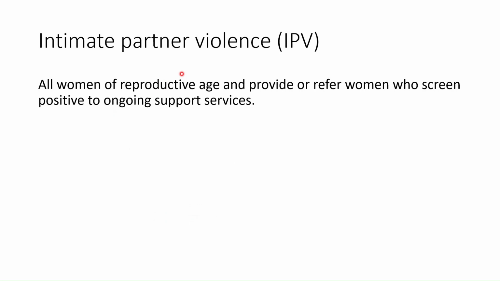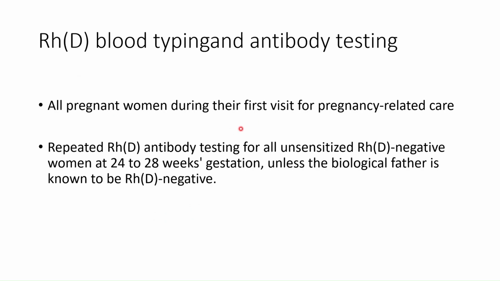So the next one is intimate partner violence. All women of reproductive age should be screened for IPV. Then Rh blood typing and antibody testing. All pregnant women during their first trimester, their first visit, are required to be screened for Rh blood typing. Next, we have to repeat the Rh antibody testing for all unsensitized Rh negative women at 24 to 28 weeks of gestation, unless the biological father is known to be Rh negative like the mother.